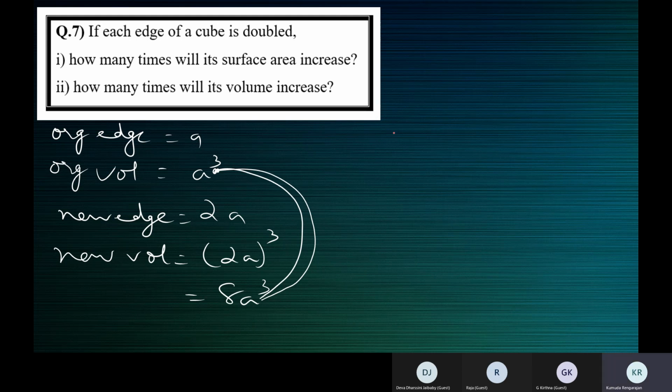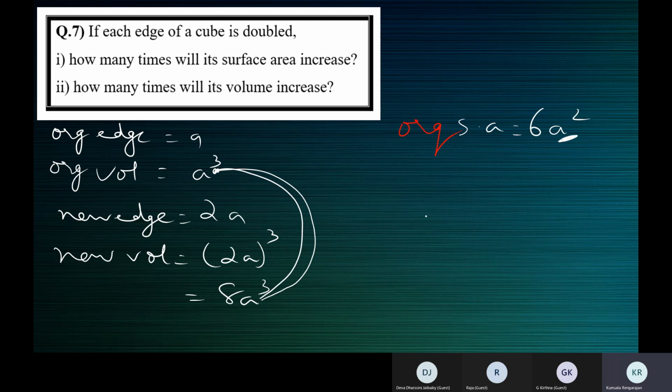Now the surface area. What is the original surface area? What's the formula to find the surface area of a cube? Surface area meaning total surface area. Ma'am, 6A square. Again, louder. 6A square, ma'am. 6A square, or 6 into edge square. So 6A square. This is the original surface area because the edge is A.